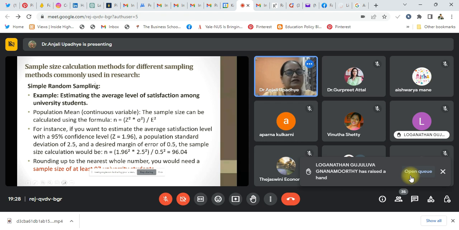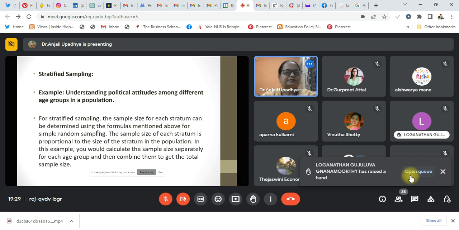So in this way, the method of sampling is a random sampling method. Therefore, as per the method of sampling and as per the design, we'll go for the determination of sample size.